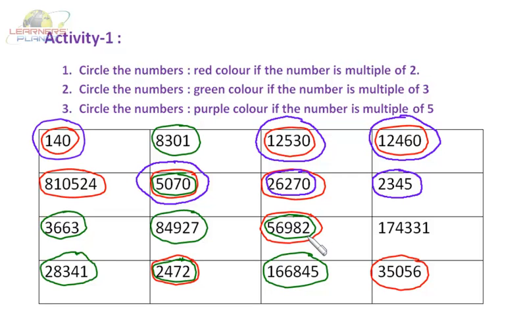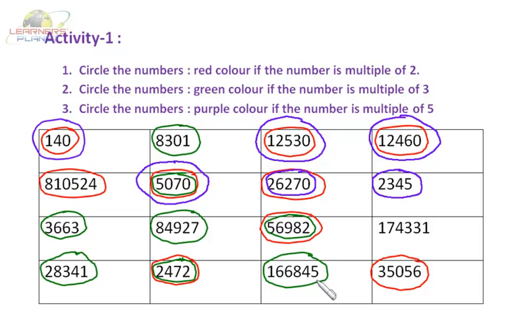This number, the unit digit is 2, but we want it to be 0 or 5, so even it will not be multiple of 5. Similarly, this number will also not be multiple of 5 since the unit digit over here is 1. In this case also, the unit digit is 1. So it will not be multiple of 5, or we can say it will not be divisible by 5. This number also, the unit digit is 2. So it will not be divisible by 5.